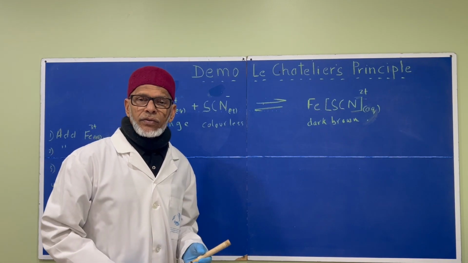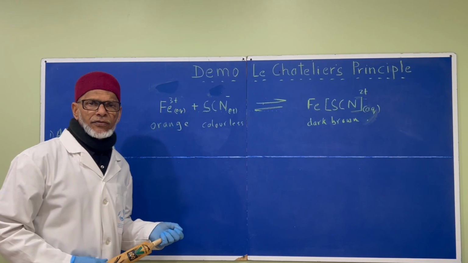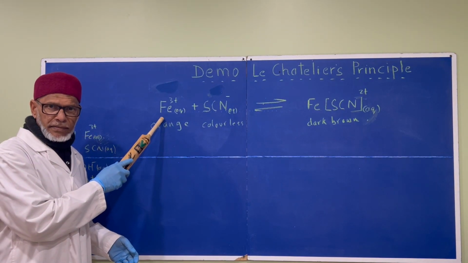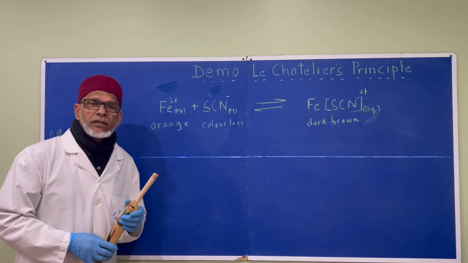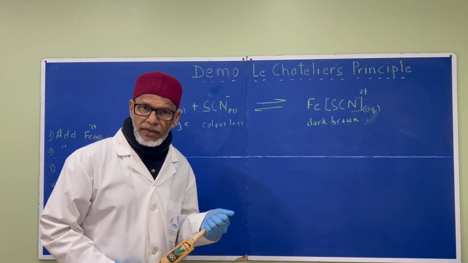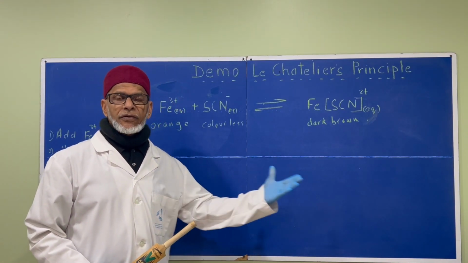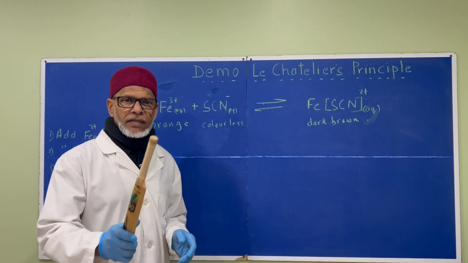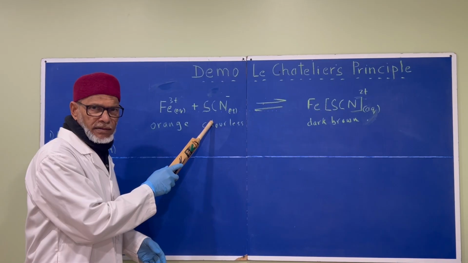Then we'll change the concentrations of the iron separately, and you'll be asked to use your knowledge of Le Chatelier's principle to predict in which direction the equilibrium will shift and what you expect to see. The same thing we would do for the thiocyanate ion.